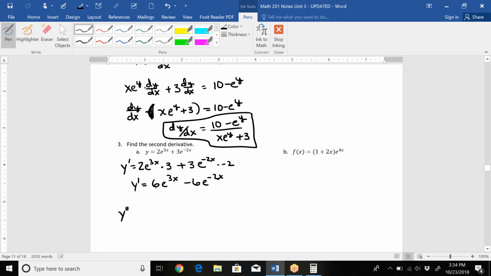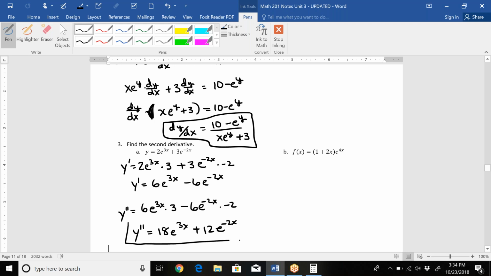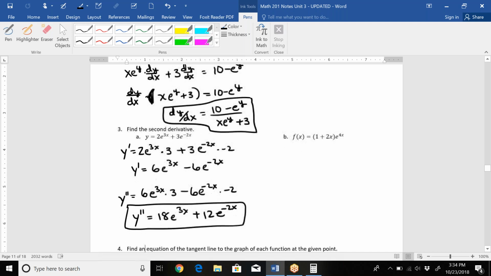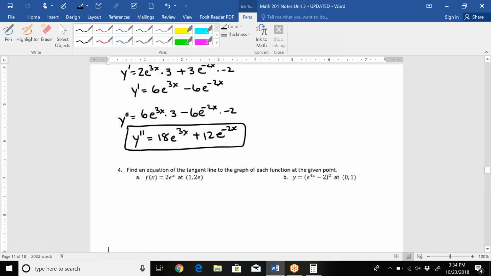To take a second derivative, we need to do the same thing. So 6e to the 3x times the derivative of the inside, minus 6e to the negative 2x times the derivative of the inside. That's going to be 18e to the 3x plus 12e to the negative 2x. And you could pull out a 6 as a common factor, but the e's don't have a common factor because they're different exponents.